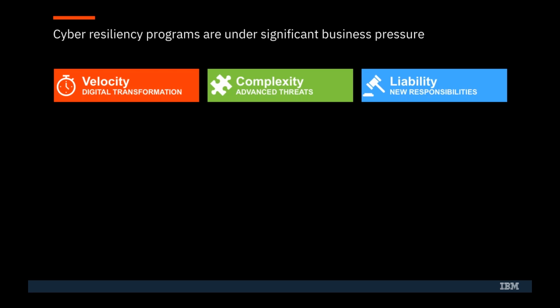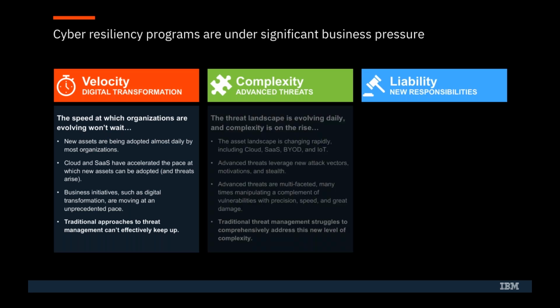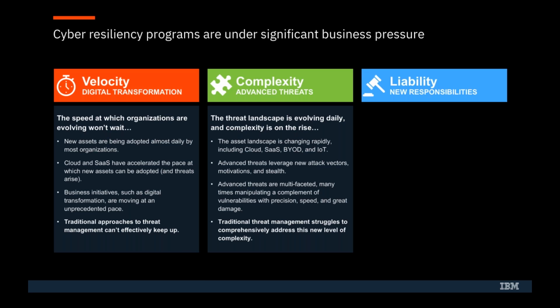The cyber resiliency programs that organizations are attempting to put in place are also under significant business pressure. So there's the velocity that organizations are moving at. It just means that we're not able to deploy the systems we need at the same pace to deal with the new changes that are going on in the business. And so it really makes it difficult for us to keep up with the changes in terms of the systems that we have in place.